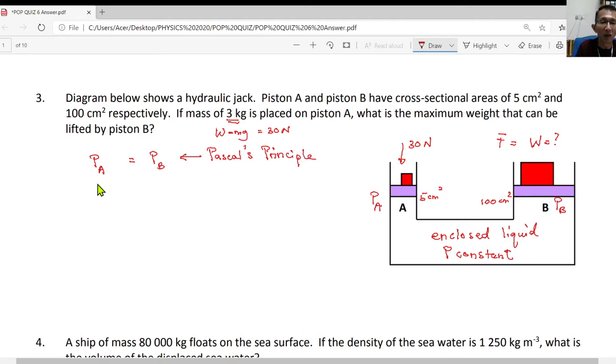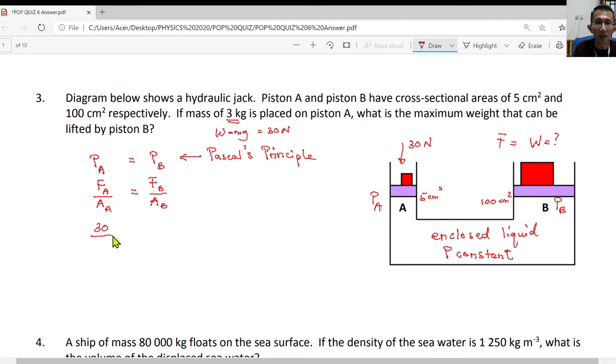Okay, pressure equals force divided by area. So I have here force at piston A divided by area at piston A, equals force at piston B over area at piston B. Just a notation: the force on the smaller piston, piston A, is 30 Newton.